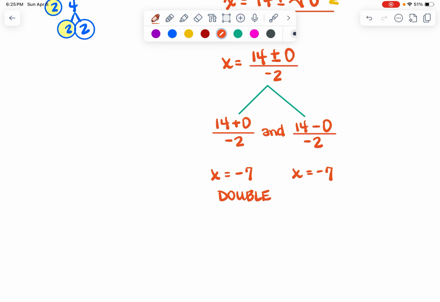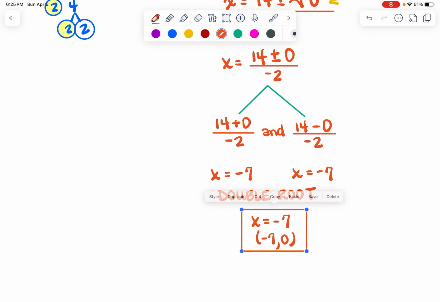Oops, where'd my 7 go? Because we got the same answer twice, right? And so we would just say that the answer was -7, or -7 comma 0 if you want to write it like that, right? It technically is 2 solutions. They just happen to be the same one, right? So that means our parabola, or my parabola, because I kept it negative, is going to be doing this, right? It's only going to hit that x-axis once up there. Okay? All right, let's do one more.